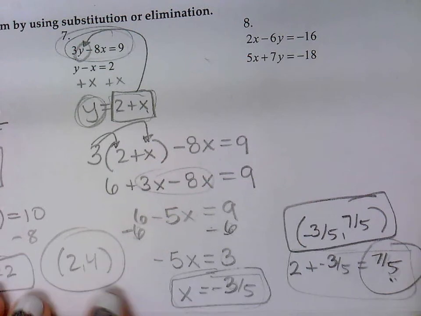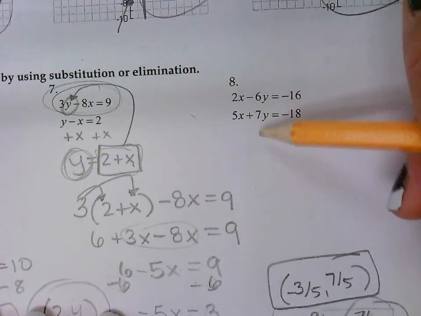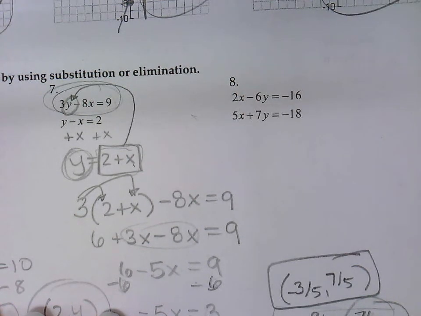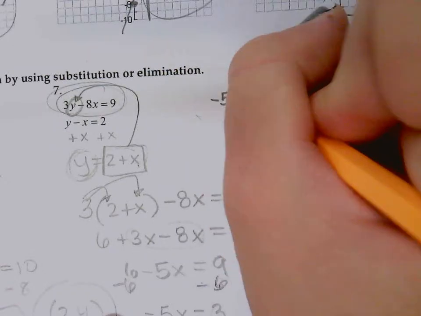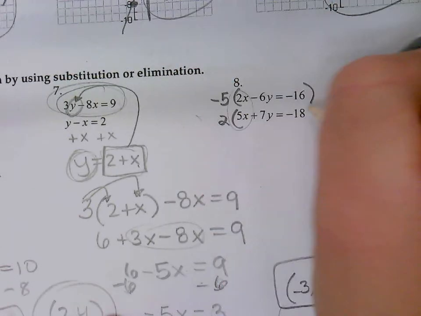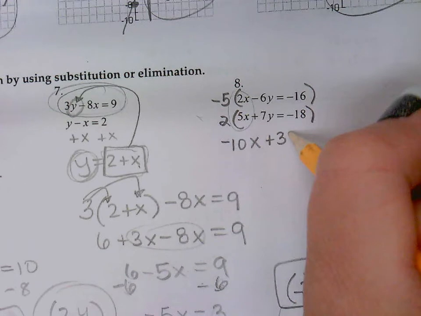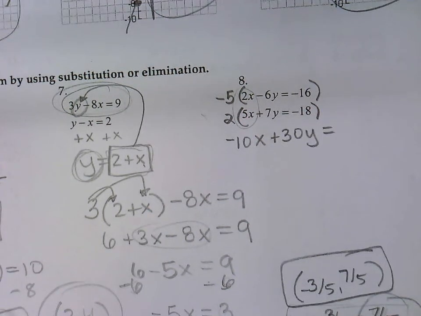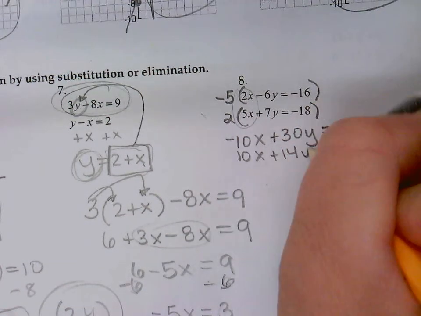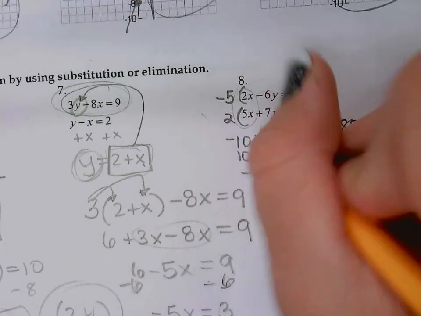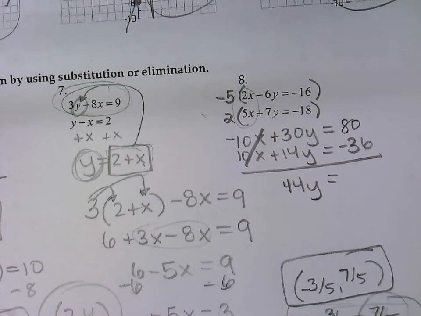All right, so this last one, I'm going to solve by elimination because it's already lined up and it looks like it would be hard to get one of the variables by itself. So I'm going to try to eliminate my x's by getting to 10. So I'm going to multiply the top equation by -5 and the bottom equation by +2. So I'd have negative 10x plus 30y equals, what's 5 times 16? 80. And then I have positive 10x plus 14y equals negative 36. So I have 44y equals, let's see, 80 minus 36 is 44, right? So y has to be 1.